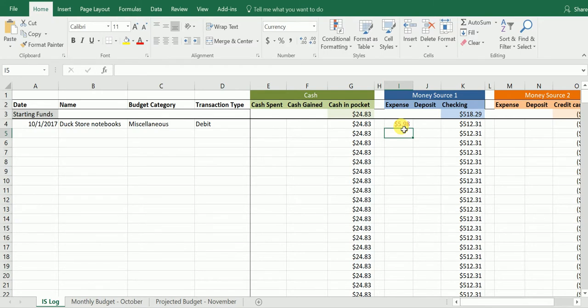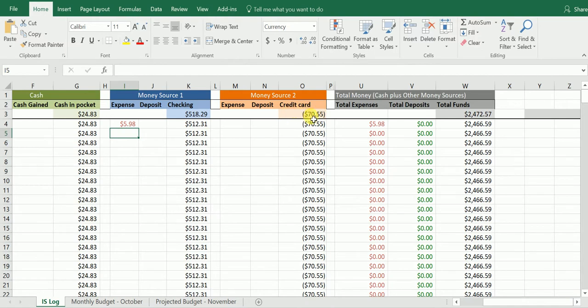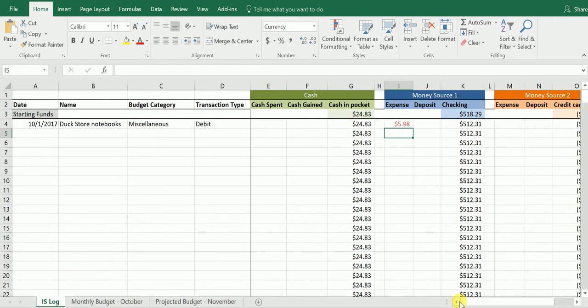And you can see that the expenses are automatically coded red, deposits are automatically coded in the green. And if you scroll along the way, you'll see it doesn't affect the amount that I have in my other money sources. It does affect the total funds that I have available. So these calculate as you go along. We're just going to be entering one transaction per row.